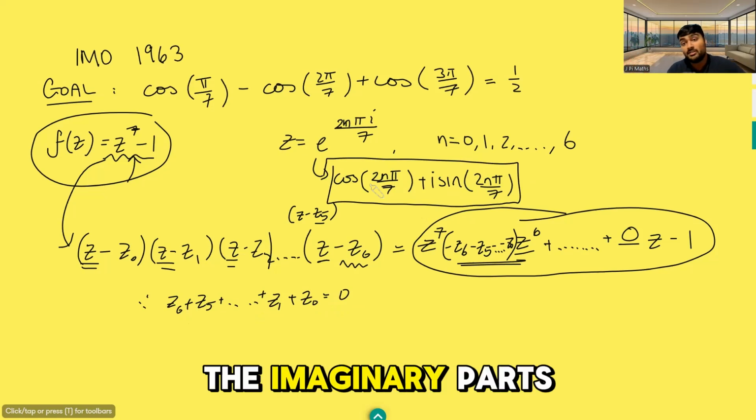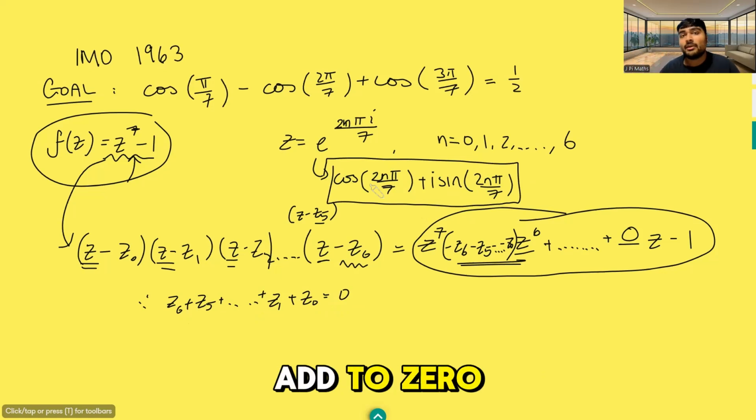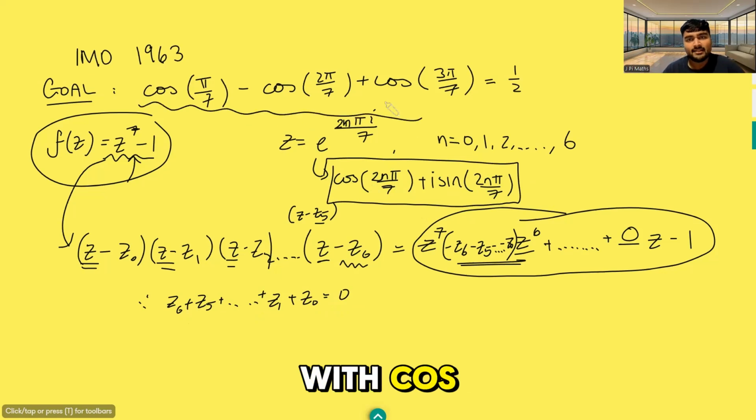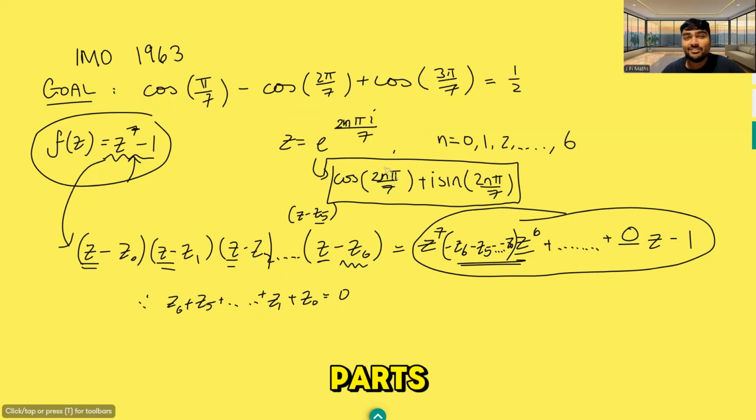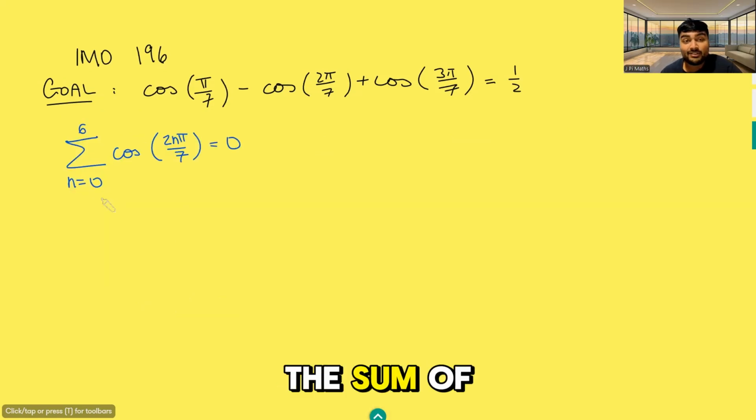In particular, we can just focus on the real parts of all of these. I can ignore the imaginary parts. The imaginary parts do indeed add to 0, but I'm not interested in them because they have sines in them, and this question is all to do with cosines. So let's just take the real parts and focus on adding up the cosines. So we have the sum of the first 7 terms, from n is 0 to 6, of cos 2n pi over 7 is 0.